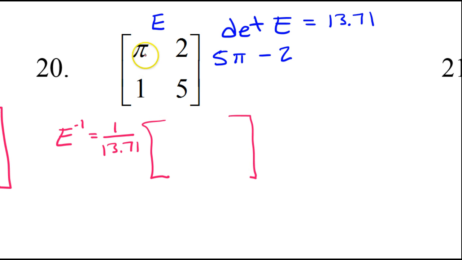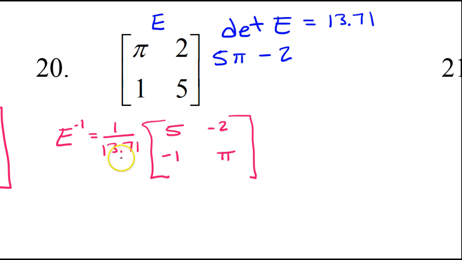Okay, when I say reverse negate, I'm talking about reversing the down diagonal, so it'll become 5 here and pi here, and negating the up diagonal. So this would be -1 and -2. They don't move, we just change the signs. Okay, that's what I mean when I say reverse negate.